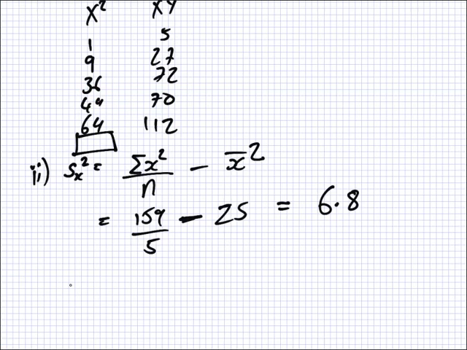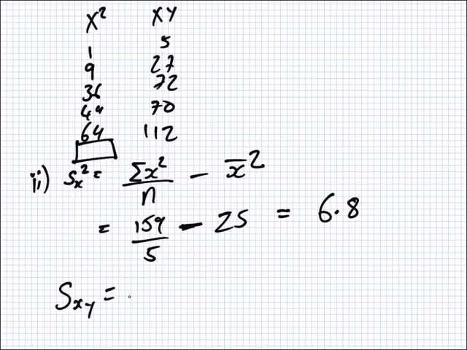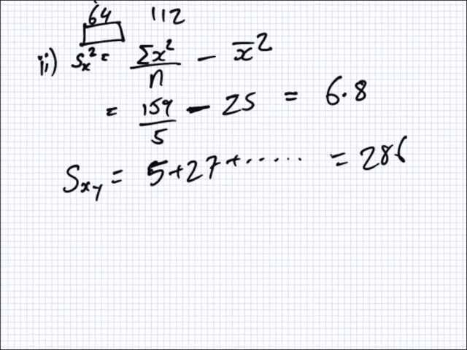Small s x times y. How do I calculate this? We add the xy. So what do I write down? XY: 5 plus 20 and so on. What do you get? 286. Oh, that's big S, okay? But we'll need that in a moment anyway. So 286.